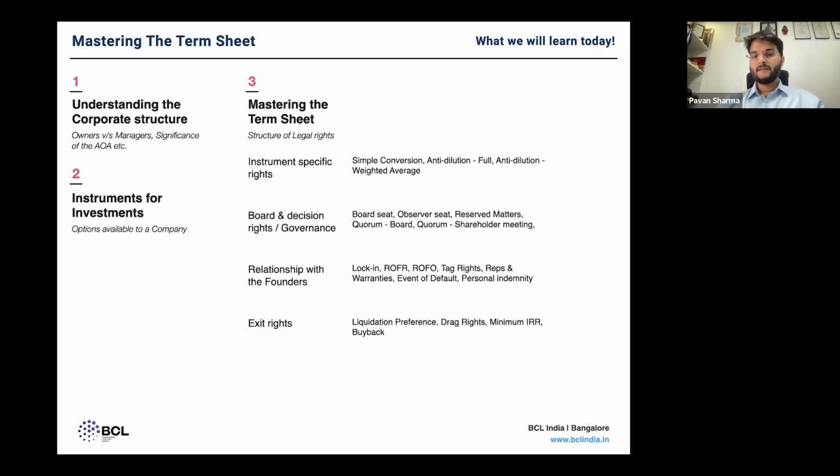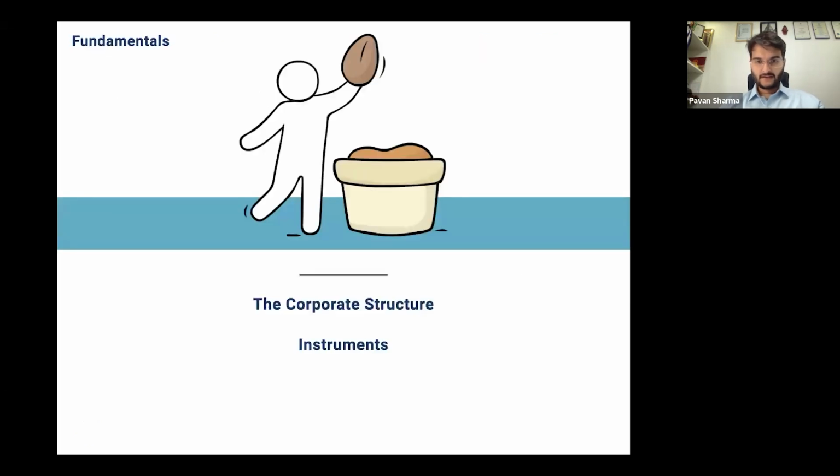So broadly, your term sheet could be split and classified into one of these heads. You rarely find a clause which would be out of this group. Of course, there could be other clauses too, but the core of the term sheet could be summarized within these 4 brackets. So let's begin by understanding the corporate structure and instruments.